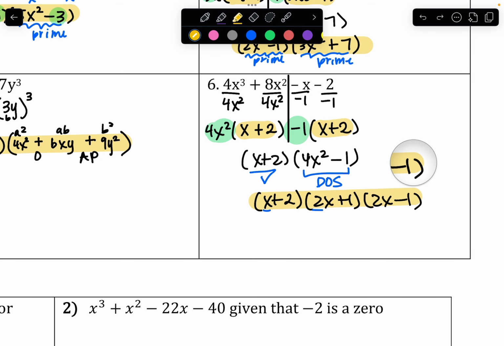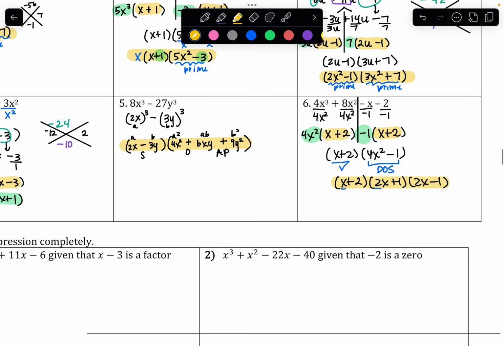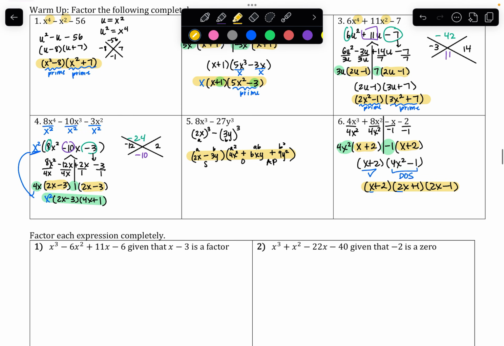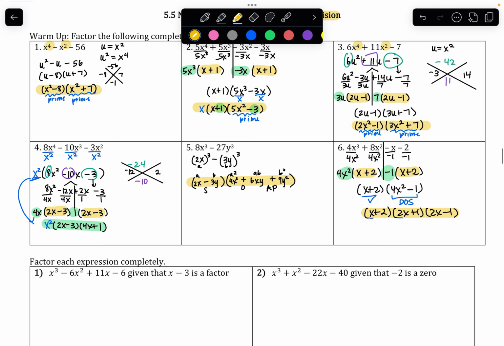All right, so now we need to talk about what happens if it's not a special case. If it's not a special case, you need to be given either a factor or a root, and then we can divide it out. And so that's what these next 4 examples are going to cover.